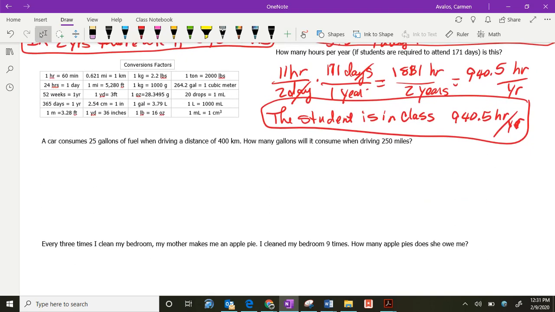Okay, so that is what's just time on here, but what if it's something else? A car consumes 25 gallons of fuel driving a distance of 400 kilometers. How many gallons will it consume when driving miles? So again, the gallons is not changing, so we're keeping that. And the kilometers, we want to change them to miles. So it is 25 gallons every 400 kilometers. So I'm going to write down that is a per. So I'm going to have gallons in the numerator, and it's going to be 400 kilometers. So I'm going to have 25 gallons per 400 kilometers, and I need to get to miles.